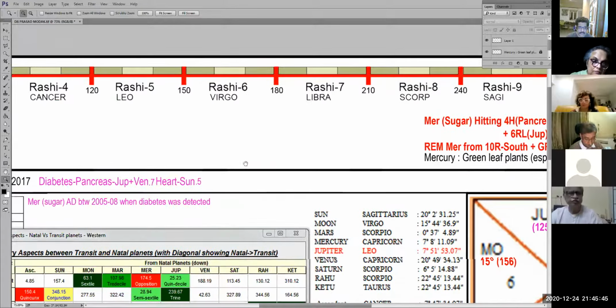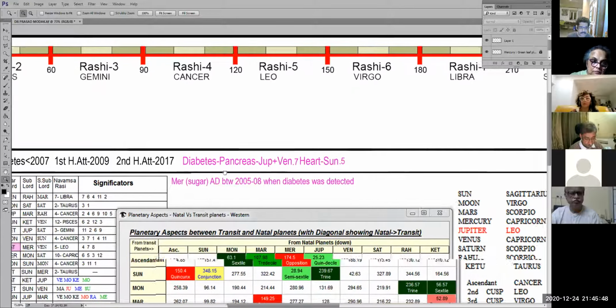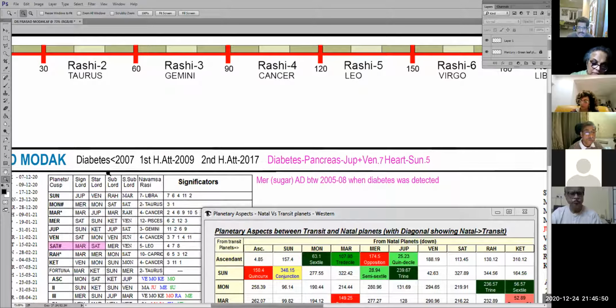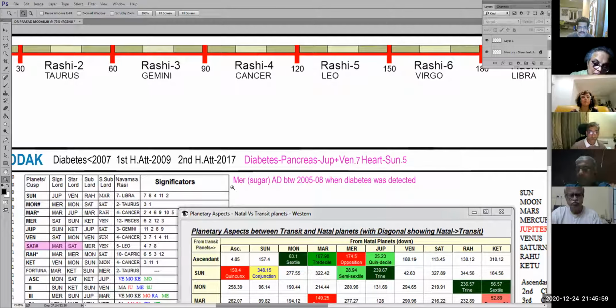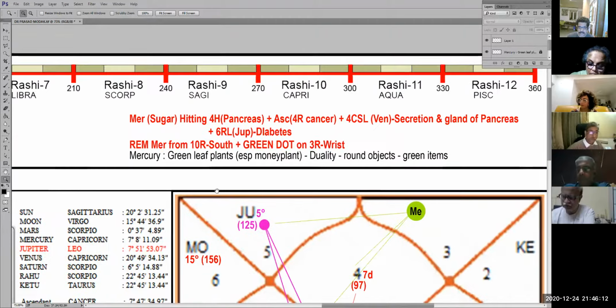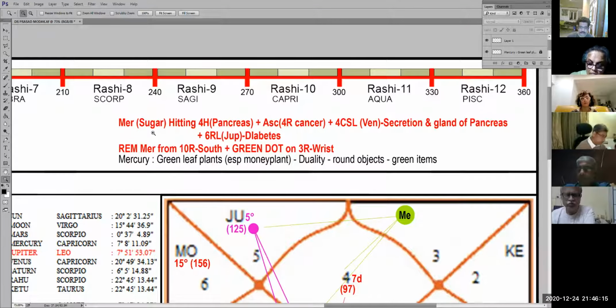So I'm just showing it to you again. This person is suffering from diabetes since 2007. Just write this much. As backup data, because you don't have the Vimshottari Dasha just now with you, you can say that the Mercury Antardasha spanned between 2005 and 2008. Now, the Karak Tattva of the planets you can write down: Mercury equal to sugar. Pancreas equal to 4th house as well as Cancer.